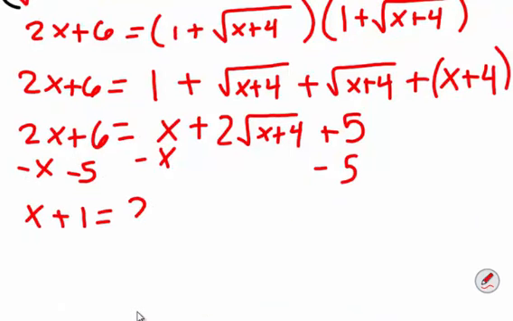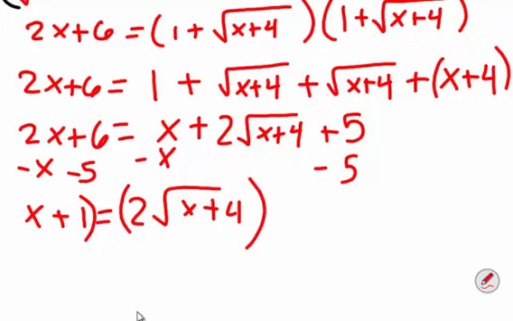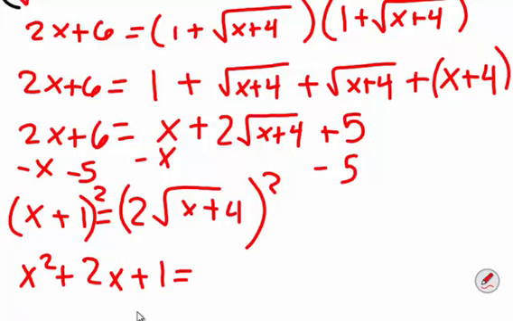So we're going to have to multiply x plus 1 times x plus 1. So again, you can use the box method or FOIL for that. I feel like I'm writing so slow. So we have x squared plus 2x plus 1. And then on the right hand side we square 2 and get 4. And then when we square a square root, they're inverse operations, so we just have x plus 4.